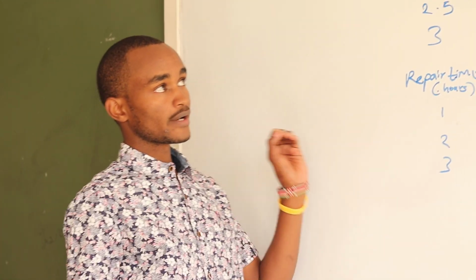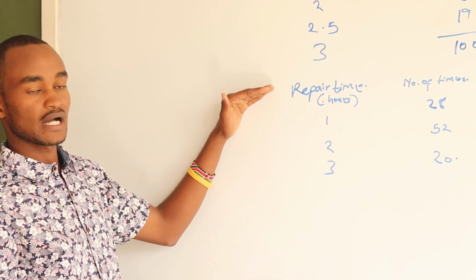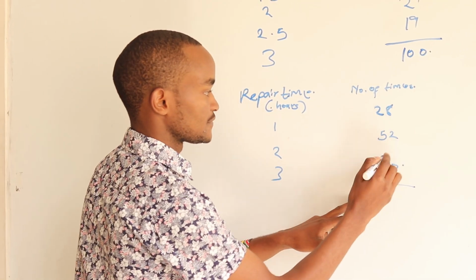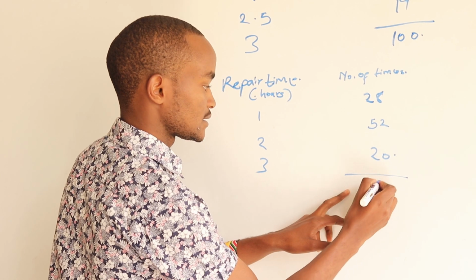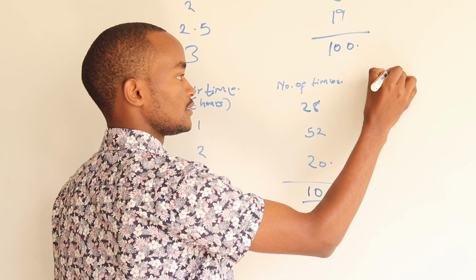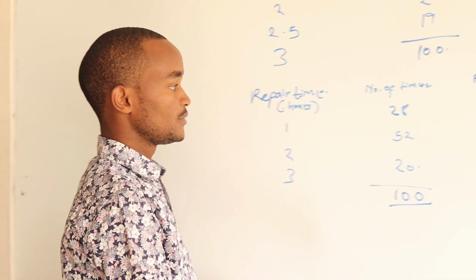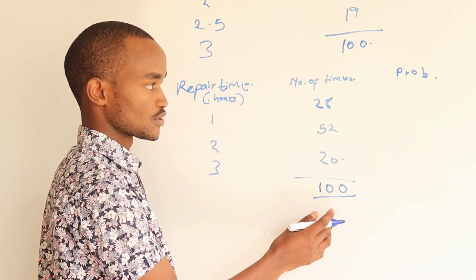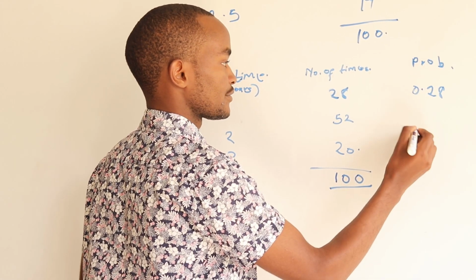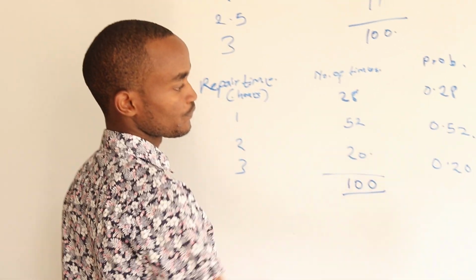So our next step is finding the probability of the repair time hours. So the first step is adding up the number of times. So 28 plus 52 will be 80, plus 20, that will be 100. So after getting the total, we'll get the probability of this occurring. So how do we get the probability? The probability will take the number of times divided by the total. So 28 divided by 100 will be 0.28. Then this will be 0.52. And the last one will be 0.20.